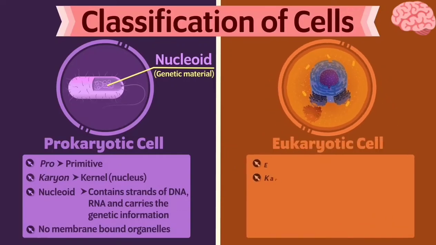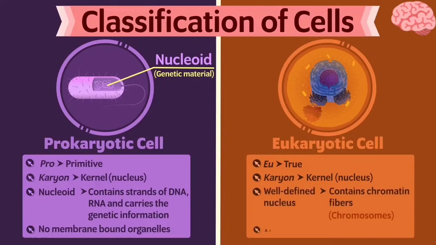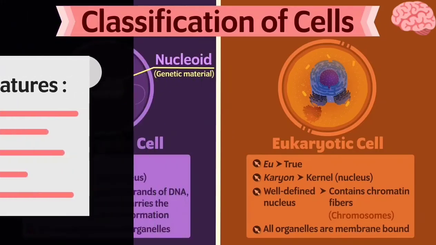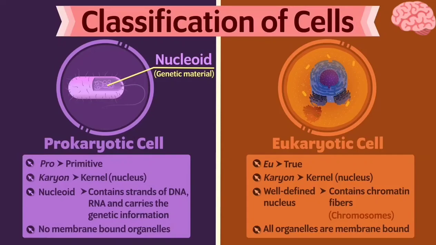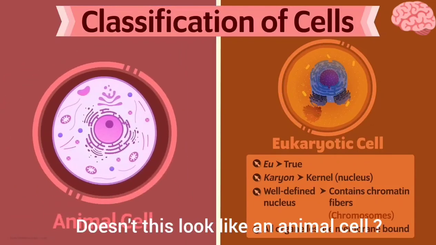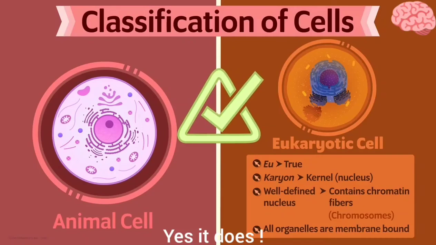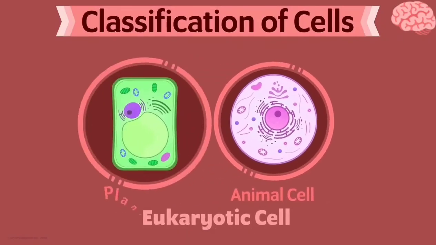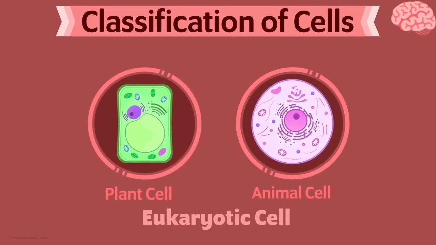On the other hand, the eukaryotic cell, which means cell with a true nucleus, has a well-defined membrane for the nucleus as well as the other organelles. There are several other features, but we will not get into the details for now. Now tell me one thing, doesn't it look like an animal cell? Yes, it does. And that's because this is an animal cell. So, is an animal cell an example of a eukaryotic cell? Yes, it is. Both plant and animal cells can be included in the category of eukaryotic cells.